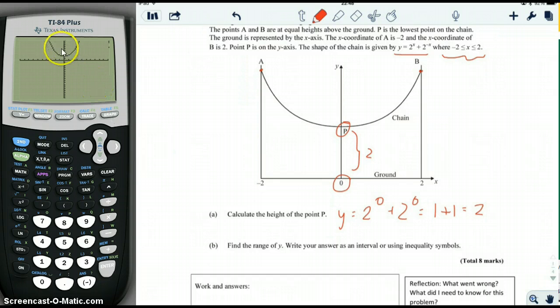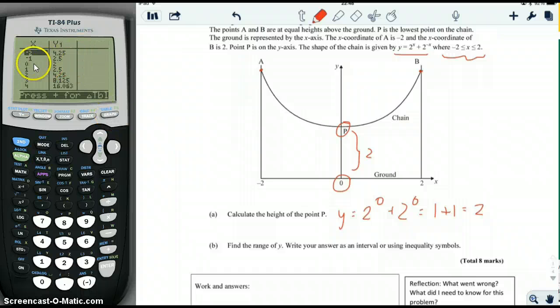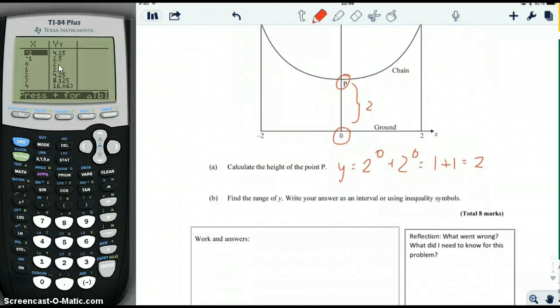Okay, so it looks kind of like this one here, except you just cut it off at -2 to 2. And of course we want to look at it in the table too. And so we can see that at x equals 0, it is indeed y equals 2, which we calculated in A.